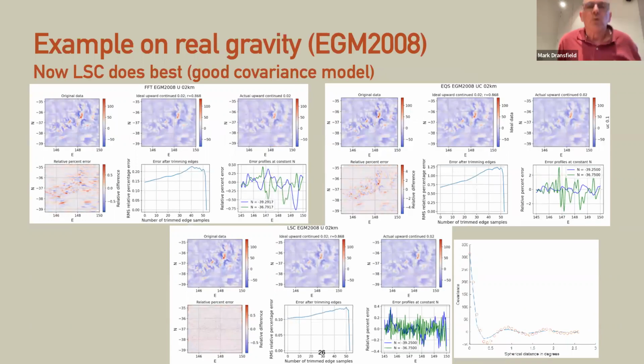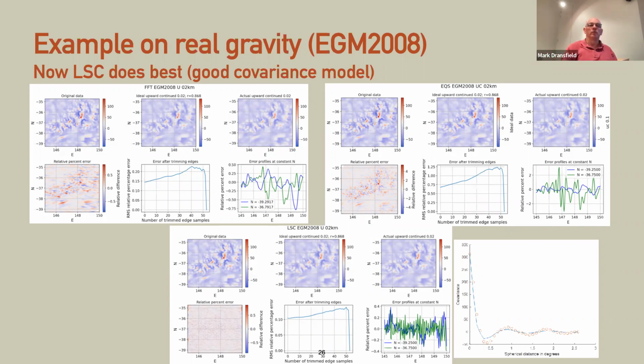So let's look at a more realistic example. Let's get some real data. And in this particular case, our real data is pretty broad data, long wavelength information. It's the Earth gravity model from 2008 over a portion of southeastern Australia. So a lot of the signal here is signal from the Australian Alps. We expect the least squares collocation to do very well in this example because this is what it's designed for.